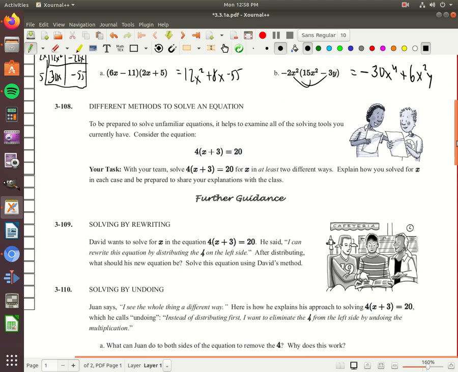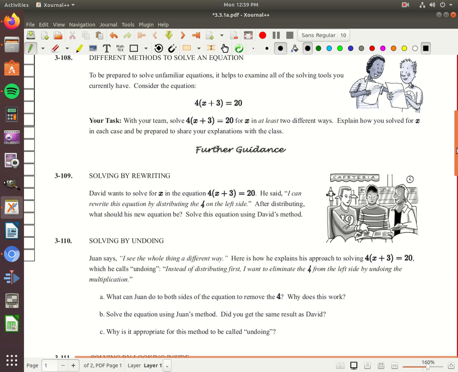All right, so, different methods to solve an equation. It says, to be prepared to solve unfamiliar equations, it helps to examine all the solving tools you currently have. So consider this equation. Your task with your team is to come up with at least 2 different ways to solve this. It'd be great if you'd pause the video and think if you could think of a couple different ways to solve it.